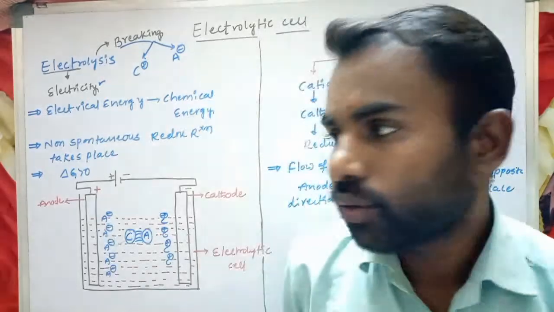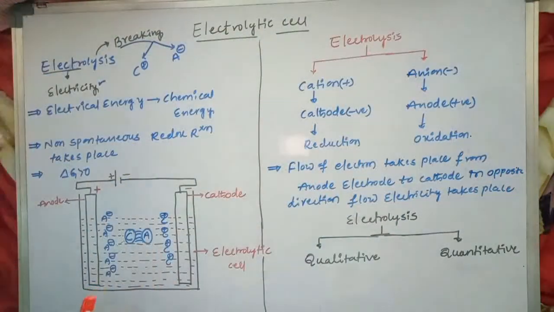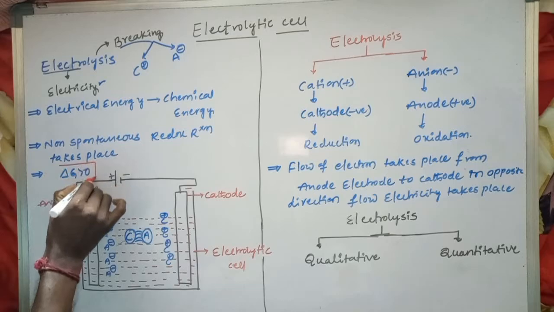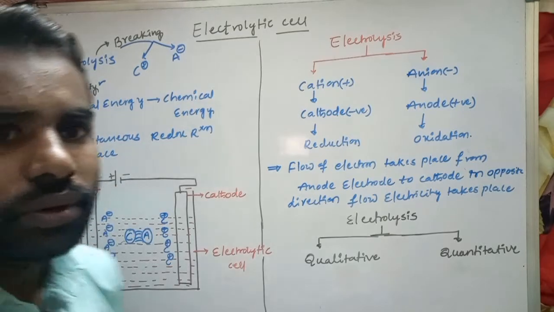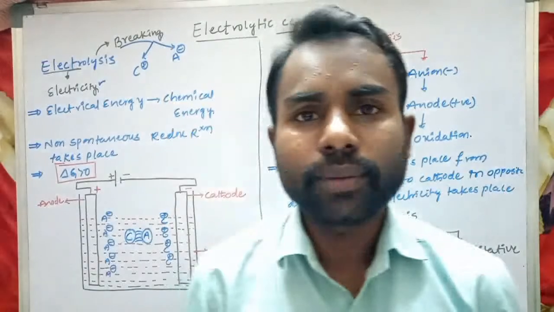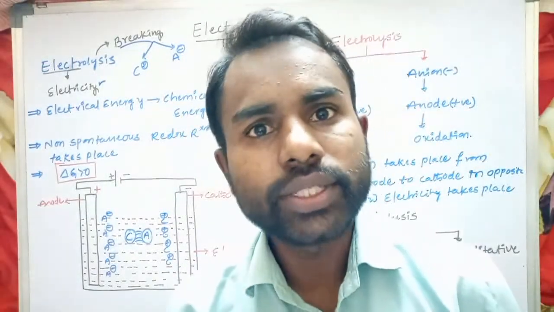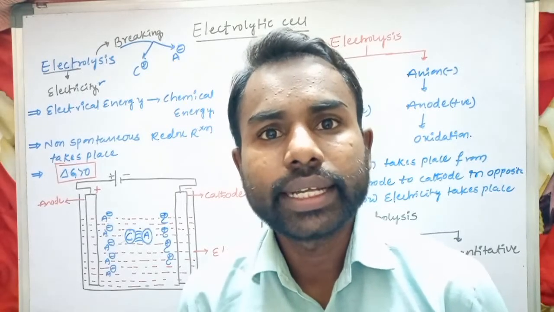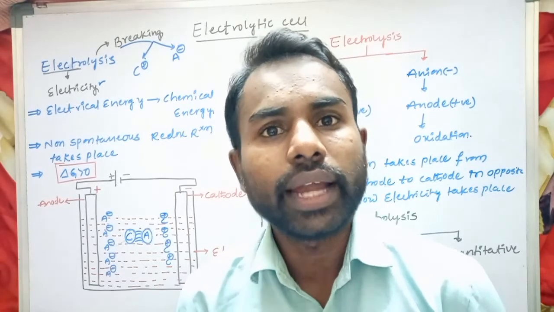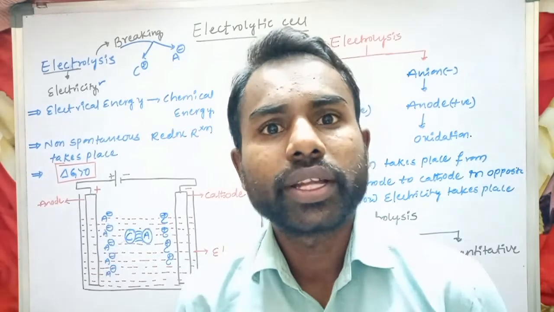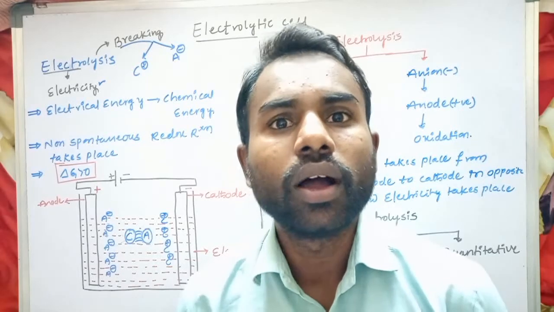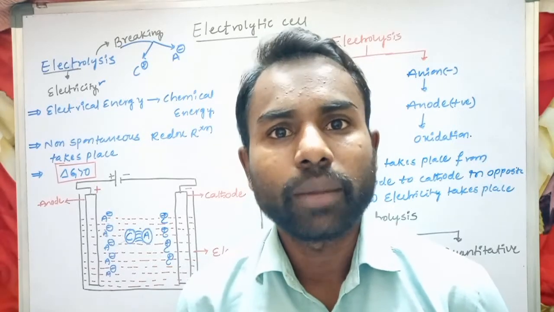That means in an electrolytic cell, a non-spontaneous process takes place. That's why delta G, the Gibbs free energy, is greater than 0. For a spontaneous process, the Gibbs free energy is less than 0, but for a non-spontaneous process, it is greater than 0. In the electrolytic cell a non-spontaneous process takes place, so delta G is greater than 0. We already studied this in thermodynamics.